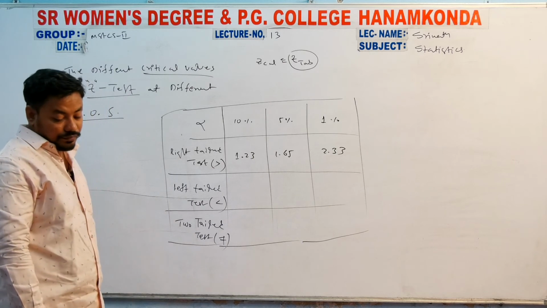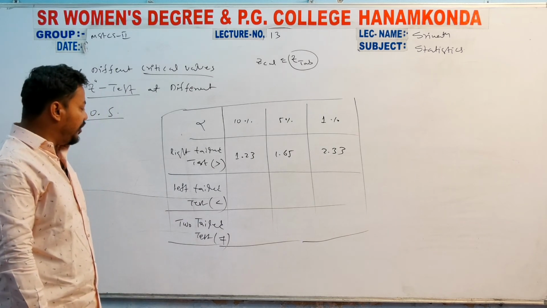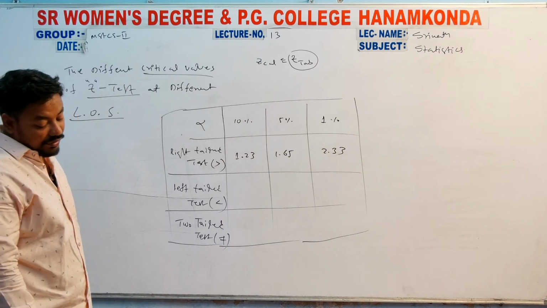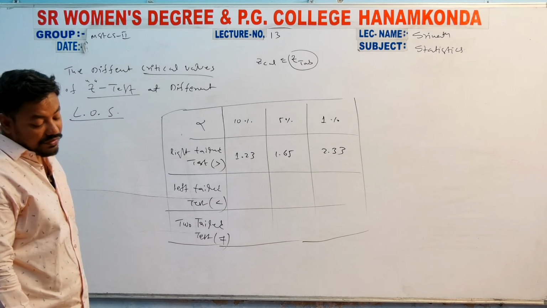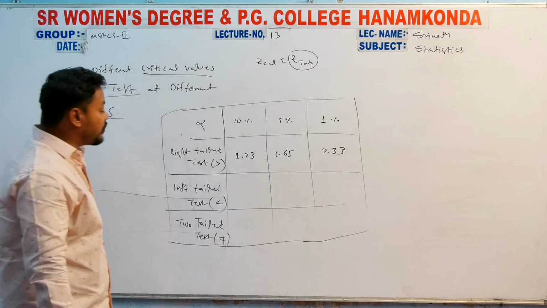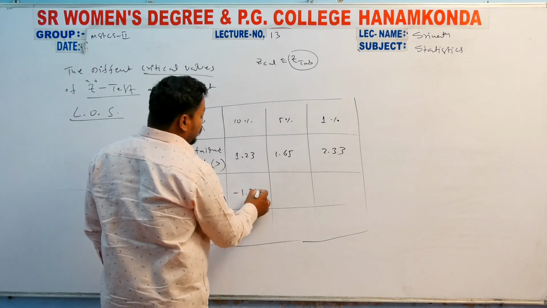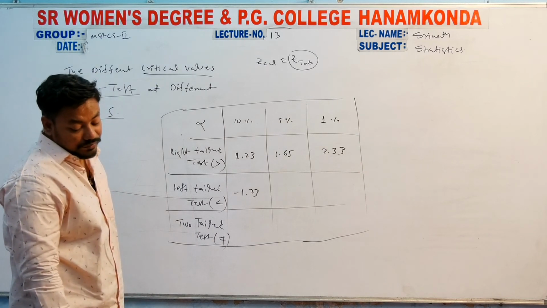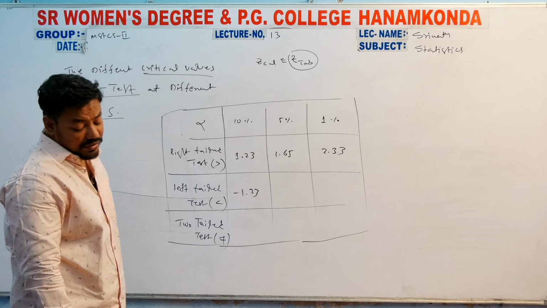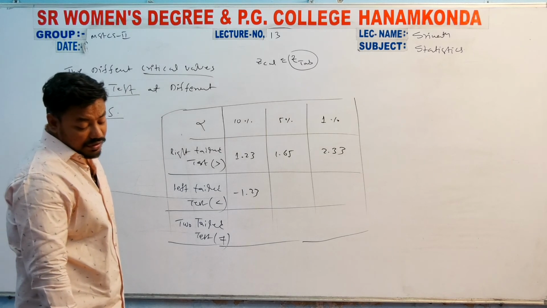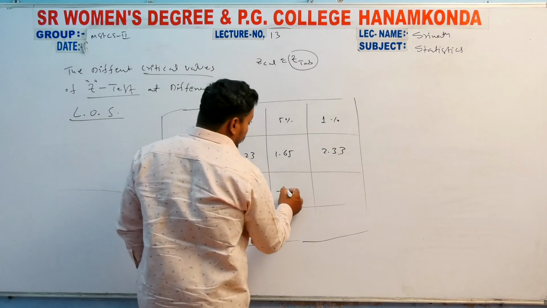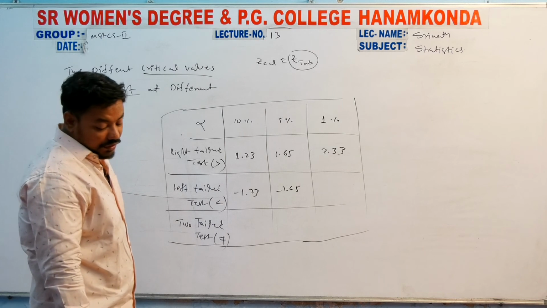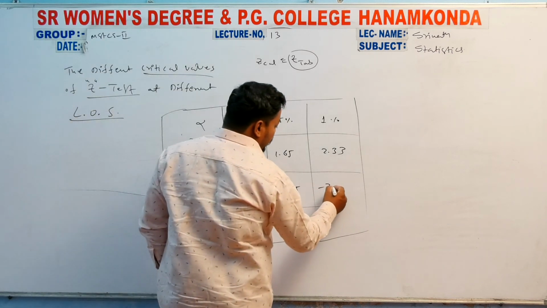And left tail test at the level of significance alpha 10% the value is minus 1.23. Left tail test at the level of significance 5% is minus 1.65, and here also minus 2.33.